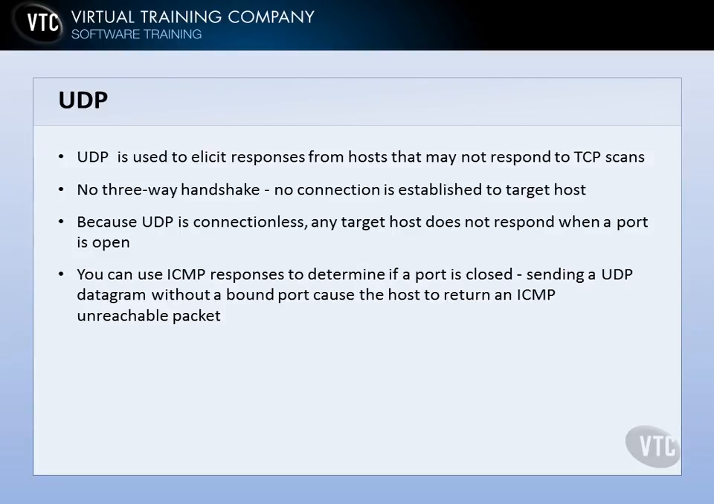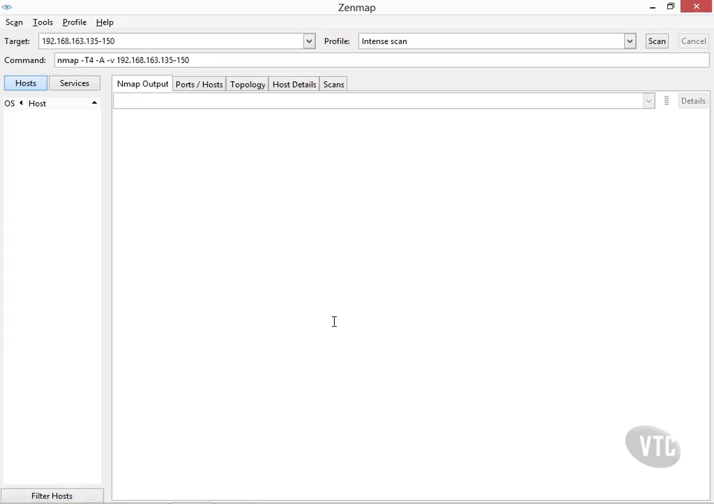Let's go ahead and take a look at Nmap, and I'll show you some of the different scans that can be run using ICMP and UDP. Okay, we're in Nmap, and what I'd like to do is show you just a couple of different scans that can be run using UDP and ICMP.